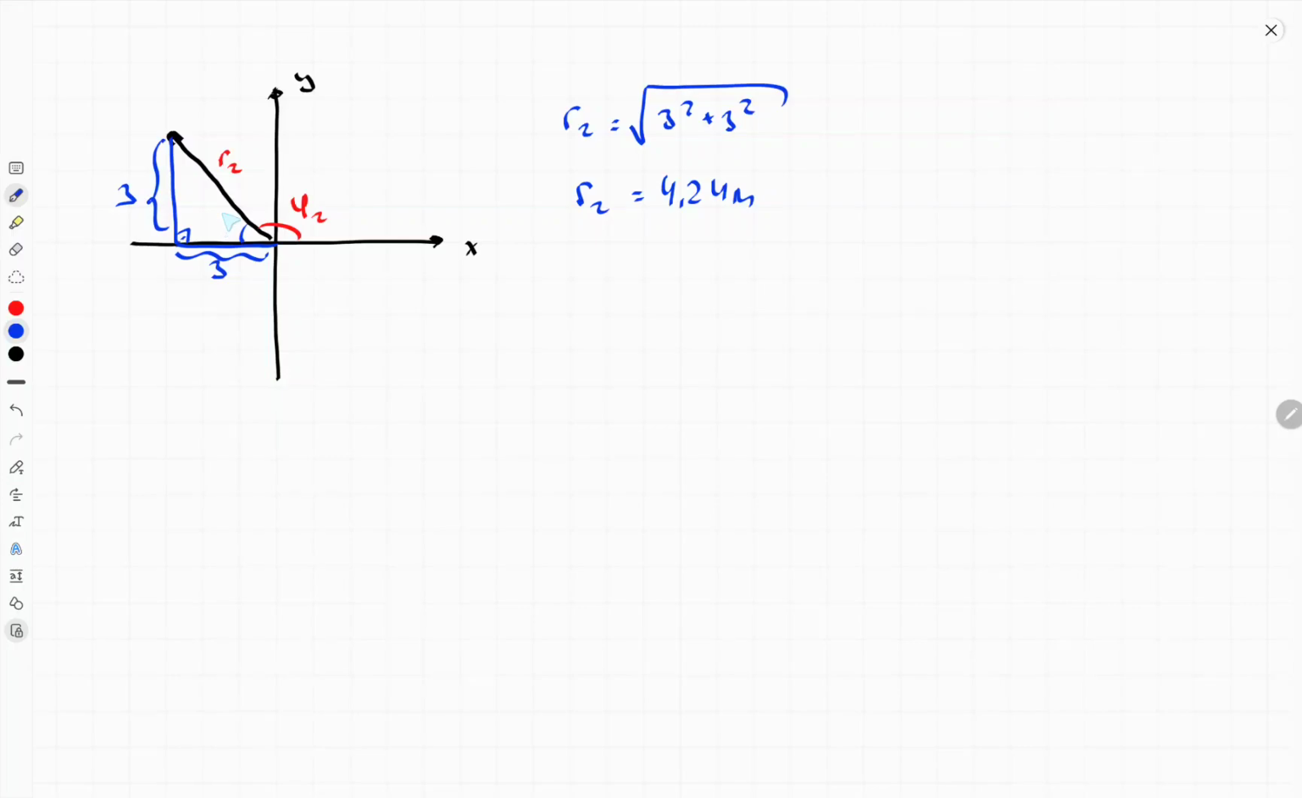Now we need to find phi2. So let me first find this angle, because it's easy to calculate. As you see, tangent alpha 2 equal to 3 over 3, which is 1. Tangent equal to 1 means alpha 2 equal to 45 degrees. So phi2 will be equal to 180 minus 45, which means phi2 equal to 135 degrees. So the polar coordinates for the second point are 4.24 meters, angle 135 degrees.